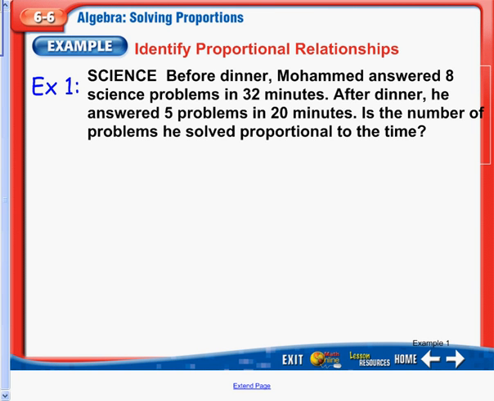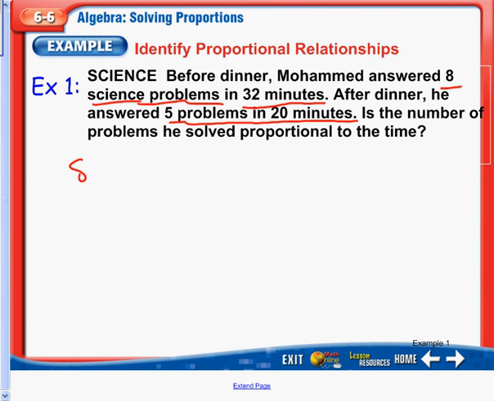In science, before dinner, Mohammed answered 8 science problems in 32 minutes. After dinner, he answered 5 problems in 20 minutes. So I'm going to underline, I see that they gave us two ratios here. 8 science problems in 32 minutes. And then after dinner, we have 5 problems in 20 minutes. Is the number of problems he solved proportional to the time?